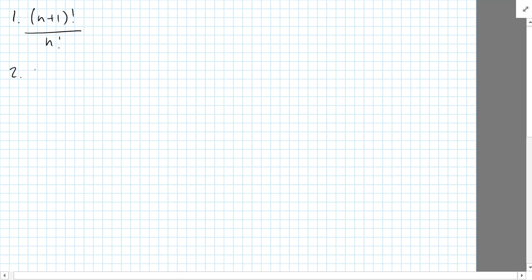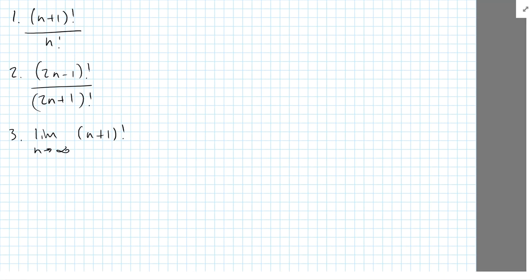My second one is also just to simplify. You're going to do 2n minus 1 factorial over 2n plus 1 factorial. And then you're going to do 3, which is a limit. Now we're going to take the limit as n approaches infinity of n plus 1 factorial, and then for 4, we're going to do the limit.